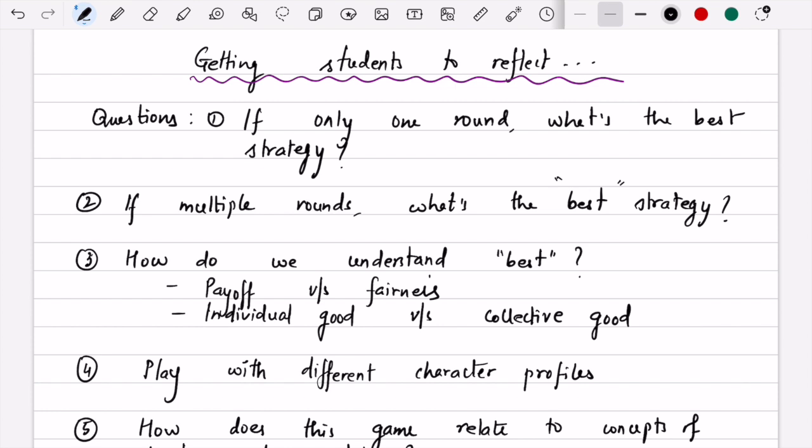And finally, you can also ask them things like, how does this game relate to concepts of trust and reputation? Right? We saw that trust is such a big part of whether the players end up cooperating or not. Or if I have a good reputation, then people might think that I will cooperate, and that's related to trust, because then people will end up trusting me. So how important are trust and reputation in different contexts, in the context of this game, etc.